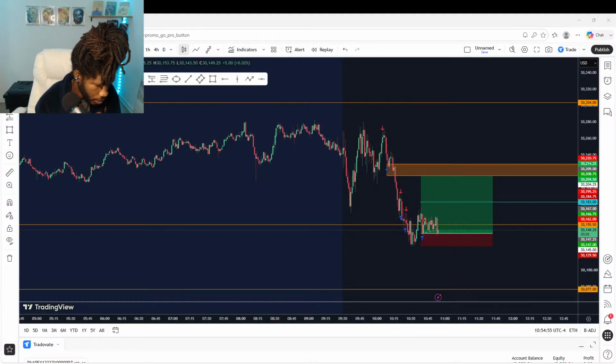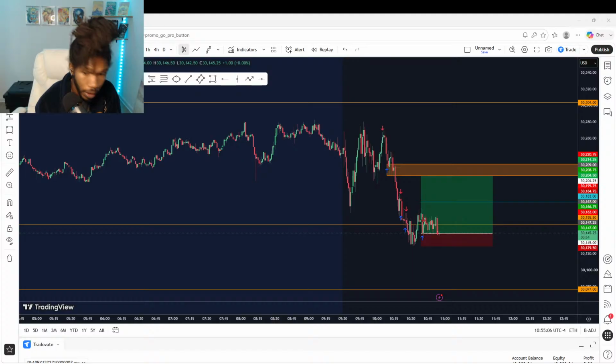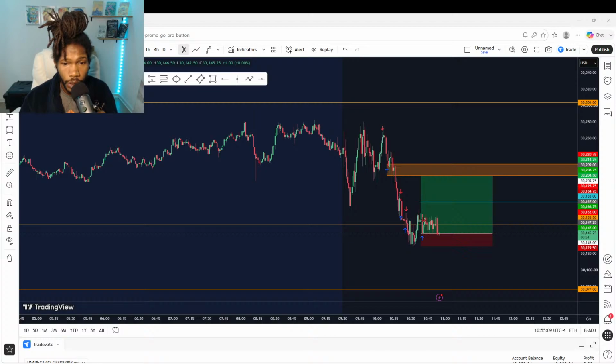Let me see. Am I being greedy if I actually enter this? Let's see if it takes out these lows. You know what? No, I'm done. I'll take a look at that later on in the day to see how that played out. Because right now, looks like price wants to kind of give us a discount entry, y'all.